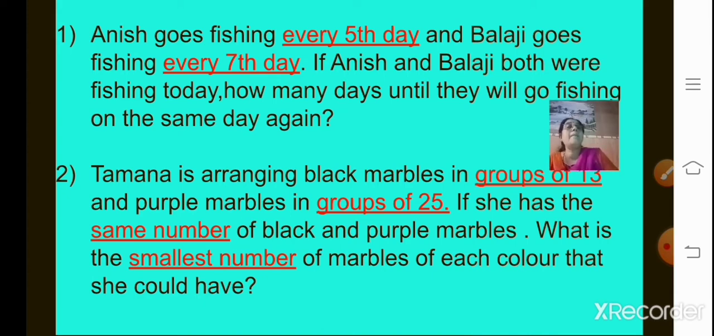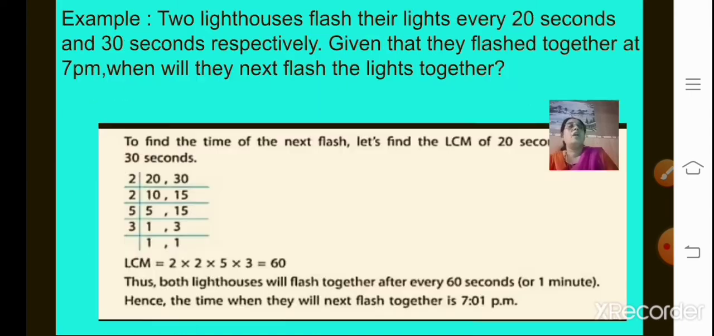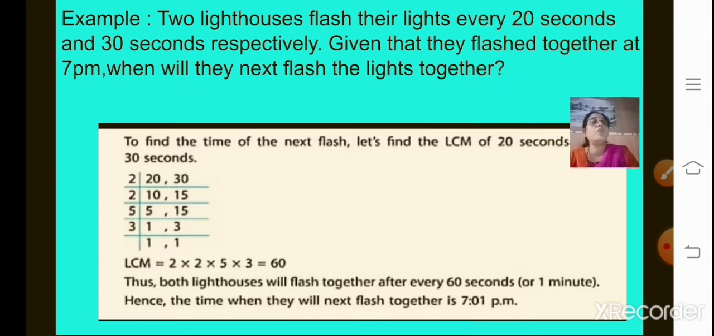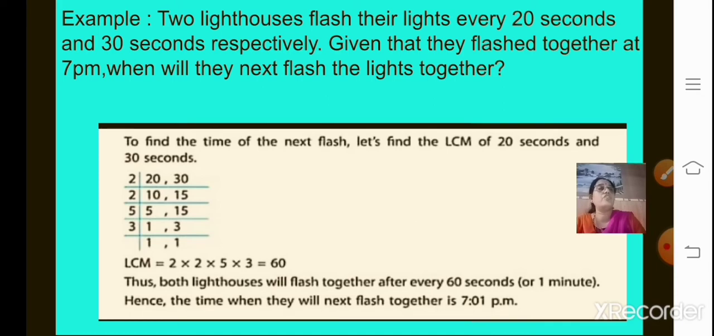If she has the same number of black and purple marbles, that is where we have to find the common multiple. Least common. So the least word, that is the smallest number, tells us that you have to find the LCM of 13 and 25. So the first common multiple, that is the least common multiple, will be your answer, the number of marbles of each color that she could have. Okay. So read the question thoroughly so you will understand what type of question it is, whether you have to find the HCF or the LCM.